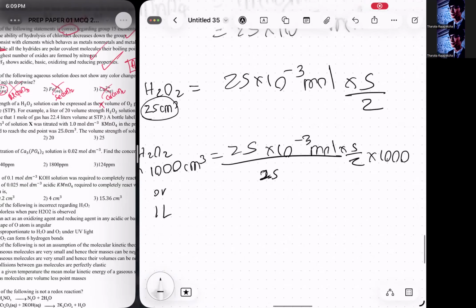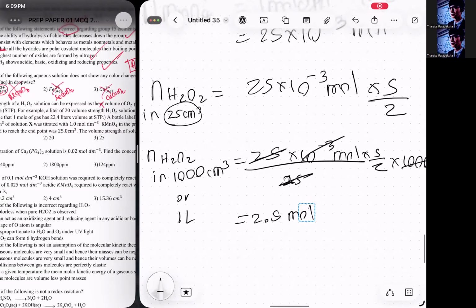This is like Grade 8 maths. So 25 and 25 will cancel off. And then 10 to the power minus 3 and 1000 will cancel off. You will get 2.5 moles. 2.5 moles of H2O2 will be there now.